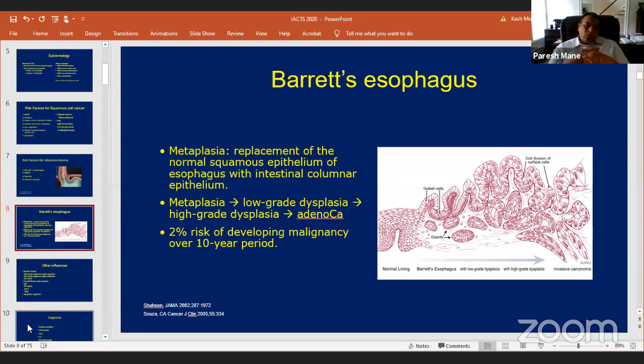That's a number to quote. That's not to say that once somebody has Barrett's and you do a Nissen on them, the risk goes down, because it's still debatable whether doing a Nissen fundoplication takes away the Barrett's. I think the Barrett stays, it's a permanent change.